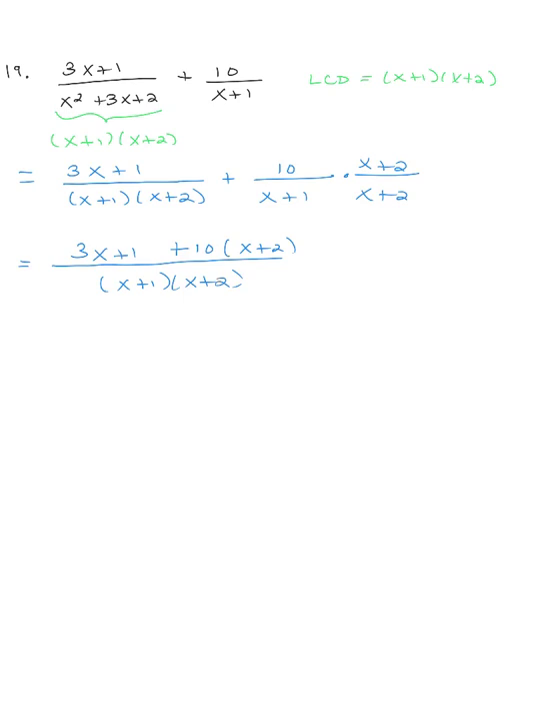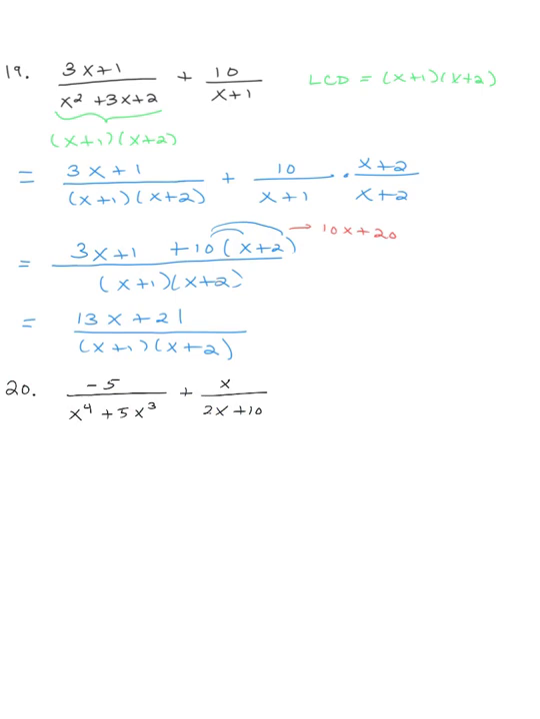So, if I distribute this 10, just thinking about that off to the side, it's 10x plus 20 that I'm adding to 3x plus 1. That gives me a 13x and a 21. This is 13x plus 21 all divided by x plus 1 times x plus 2. And that's my final answer.